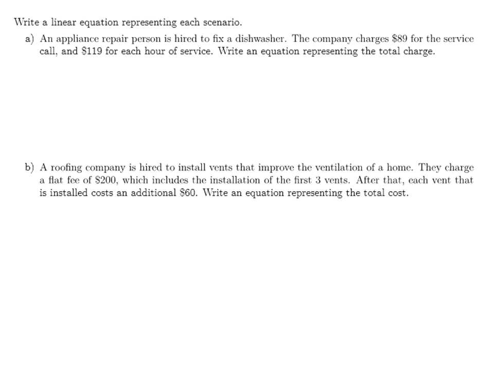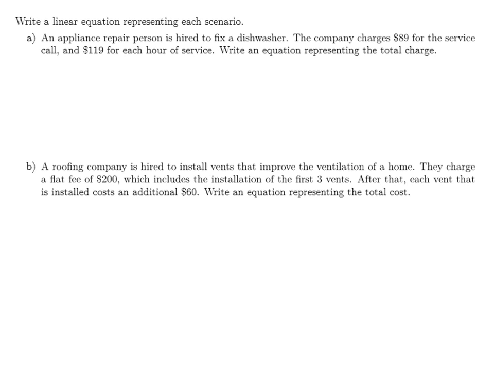To start, we'll want to define each of our variables. The total charge is something that varies and is unknown, as is the number of hours of service. So, we'll let T be the total charge measured in dollars. And this total charge depends on the number of hours of service. So we're going to let T be the total charge in dollars for H hours of service.